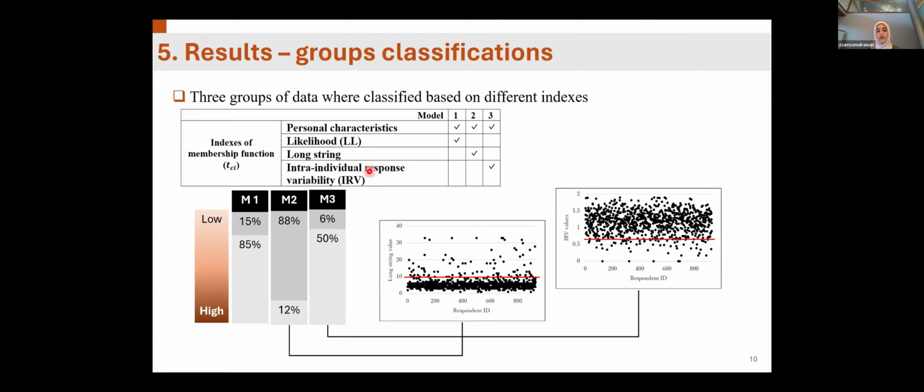Inter-individual response variability is to calculate the standard deviation of the consecutive answers of those psychological questions, and this is mainly to test the quality of each response.